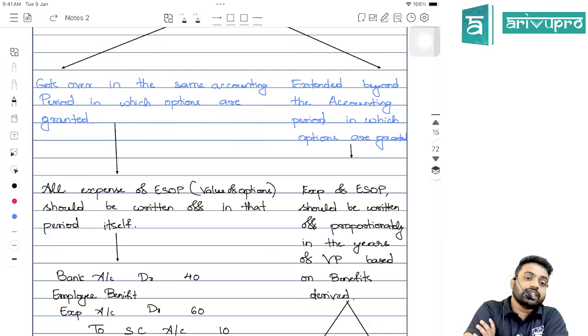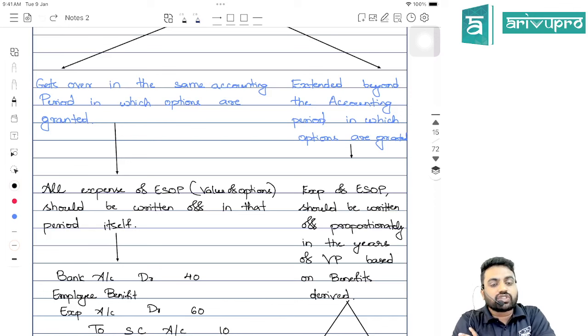But if the vesting period is beyond one accounting period, then for example, if I ask you to stay for 3 years and the value of the option is around 30,000, which means from that 30,000 rupees expense we are getting a benefit for 3 years. So we can't charge it completely in the first year only or the last year, because it is a 3-year benefit. So we are going to divide it over the 3 years on a benefit basis. Correct? Basically on an outstanding basis. Got it?